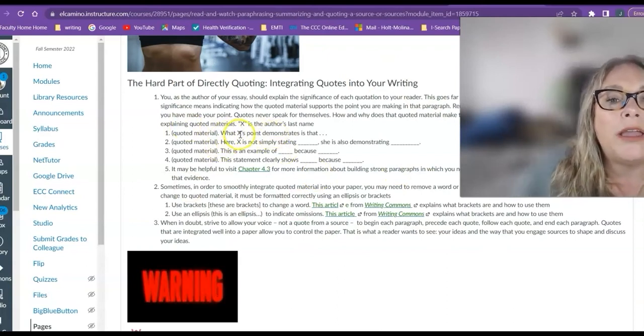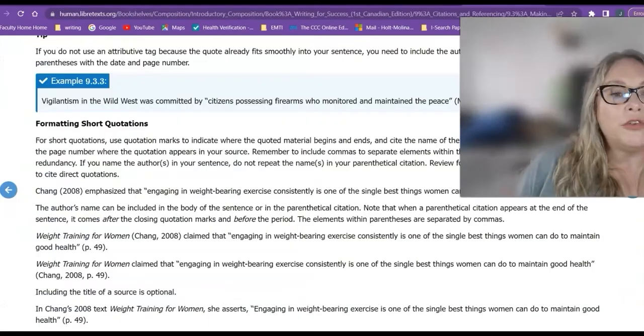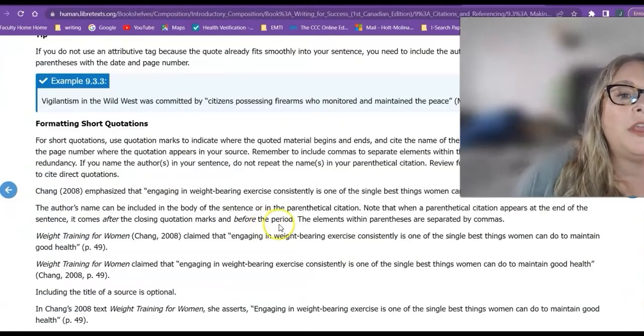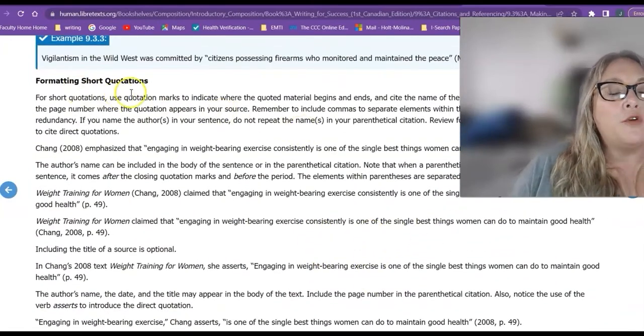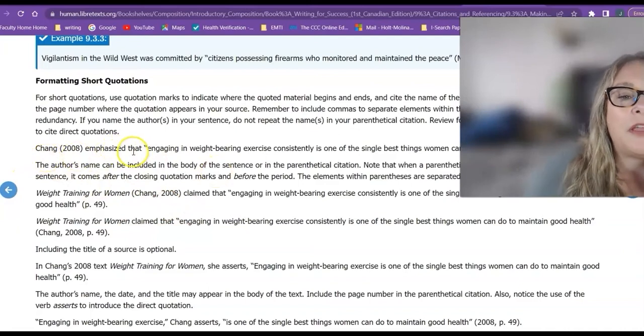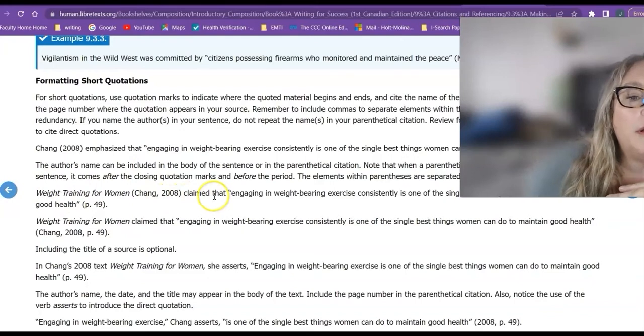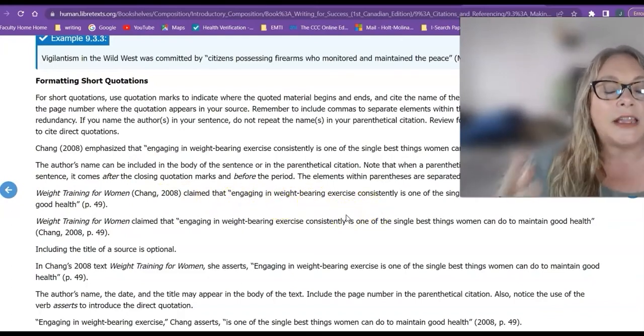It says, what X's point here demonstrates, etc. I also connected you to this page here. I will make sure that I point that out a little bit better, which is formatting for short quotes, and it shows you how they put it together. Chang emphasized that, right? The weight training for women claimed that engaging in weight-bearing exercises. So do you see how it sets it up?